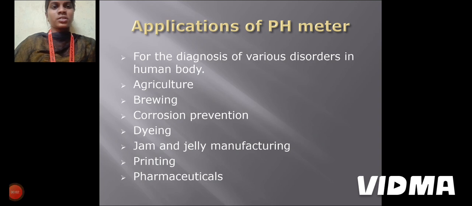Applications of pH meter: for the diagnosis of various disorders in the human body, agriculture, brewing and corrosion prevention, dyeing, gel and jelly manufacturing, printing, and pharmaceuticals.